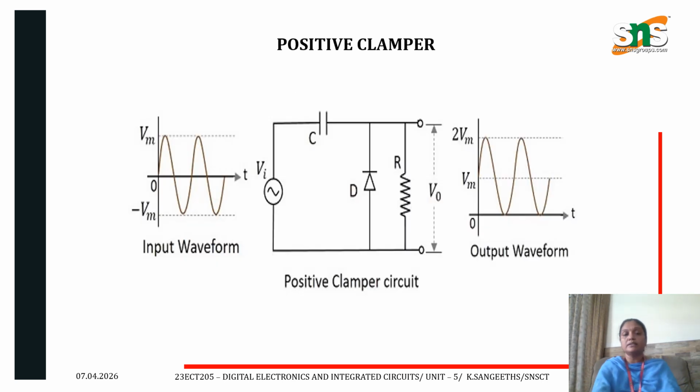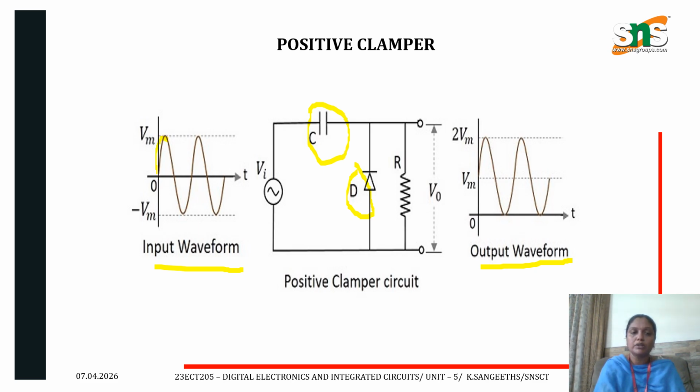And this is the circuit, that is positive clamper circuit, and in this the main components are a capacitor, diode, and resistors. Here this is the input waveform, and here the output waveform. The input waveform consists of both the positive side and negative side. And here this is the reference, that is zero level, and for positive the entire input waveform is shifted to upward direction, that is above zero level.